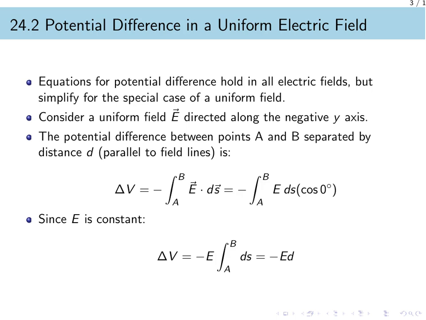Since the field is uniform, its magnitude E is constant and can be moved outside the integral. If the displacement is parallel to the field lines, the angle is 0, and the integral simply becomes the product of the field magnitude and the separation distance d. Thus, we arrive at the simplified expression, delta V equals negative E times d.